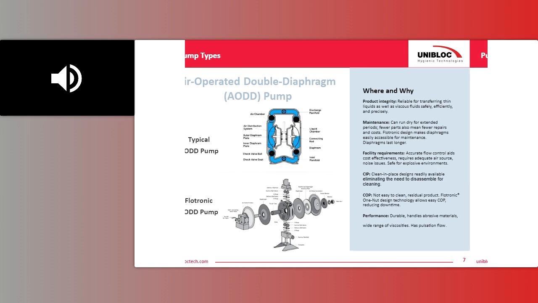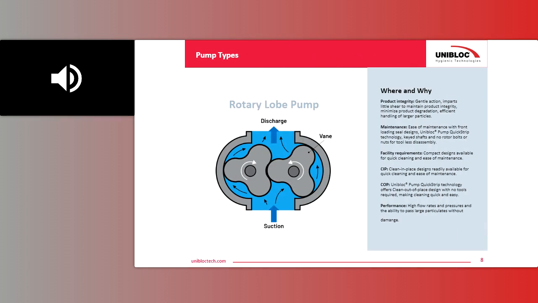Now we'll move on to rotary lobe pumps. These are pumps that have two shafts, two lobes that turn. You can see in the illustration here that in this case the suction is in the bottom coming in. The product comes into the center. As the rotors turn, it pushes the product to the outsides of the pump housing and then back out through the top or the discharge side.